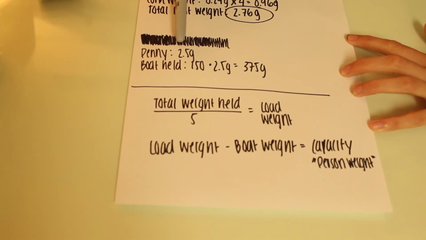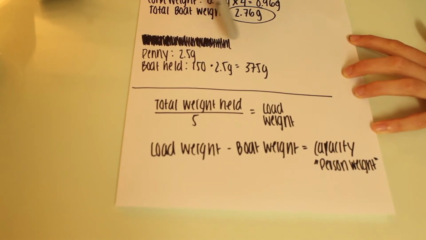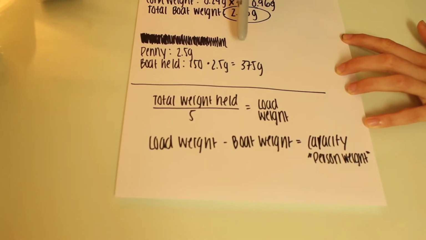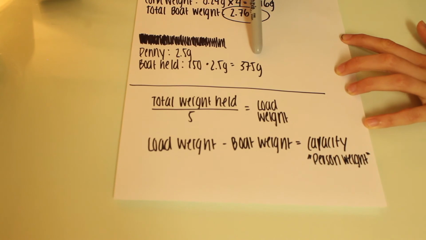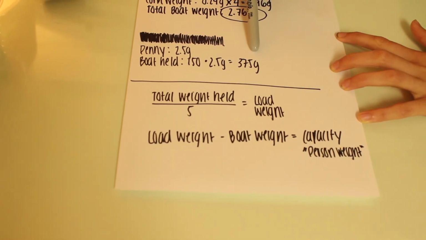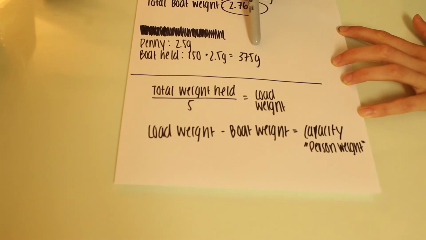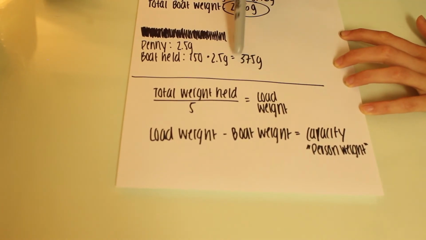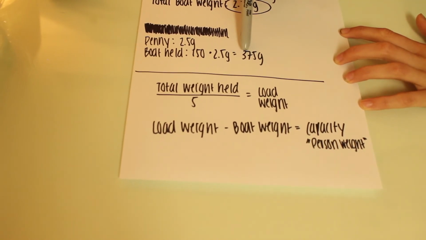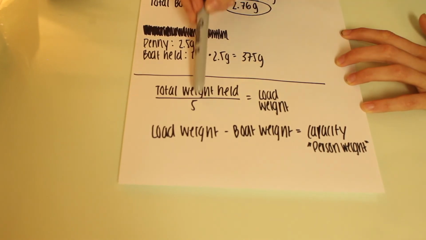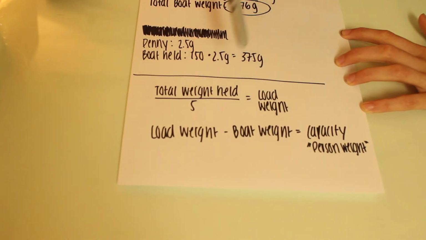If each penny weighs 2.5 grams, our boat held about 375 grams. The way we calculate the person cost and the load weight is by taking our total weight held and dividing it by 5. If you take 375 grams and divide it by 5, you will get 75.